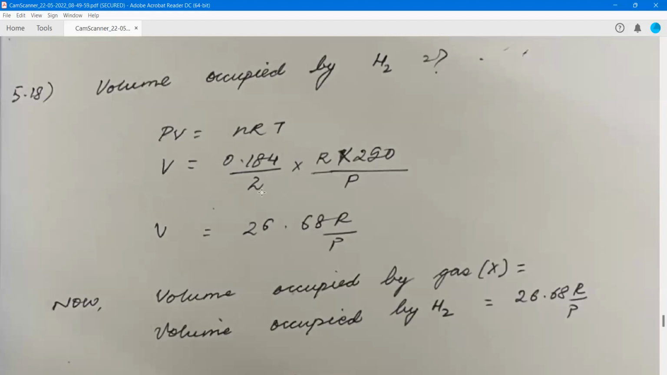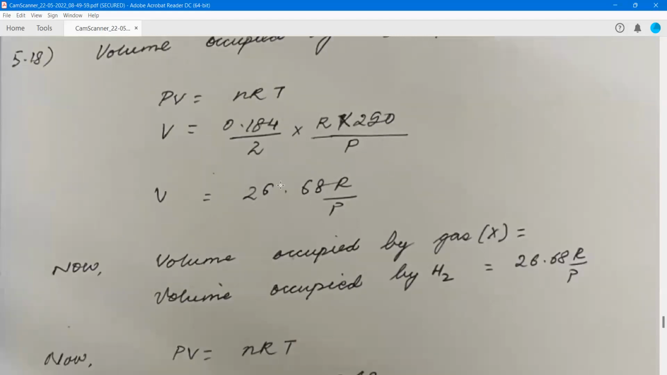And here for simplicity, we are keeping the values of R and P as R and P. P is not given, but the pressure is constant, and R is a constant only. So we are not putting any values to it, because at last we will cancel them out. And temperature is given as 290 Kelvin. So this volume we got as 26.68 R upon P.